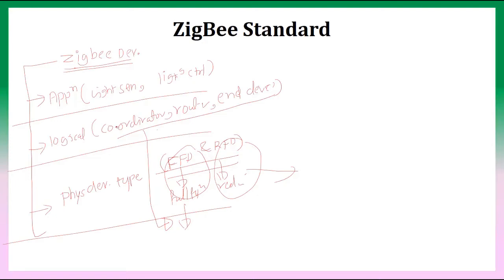So we'll now think about it in reverse order. The second is the logical device types. So there are actually three types: a coordinator, a router, and an end device. So what is this coordinator? The coordinator forms the root of the network tree and might bridge to another network. There is exactly one coordinator in each network.